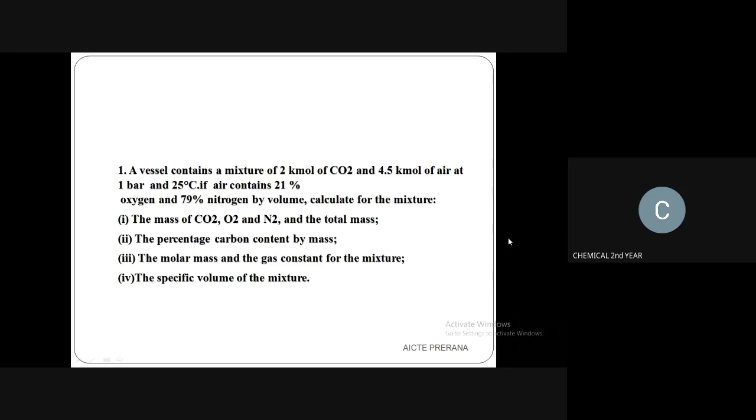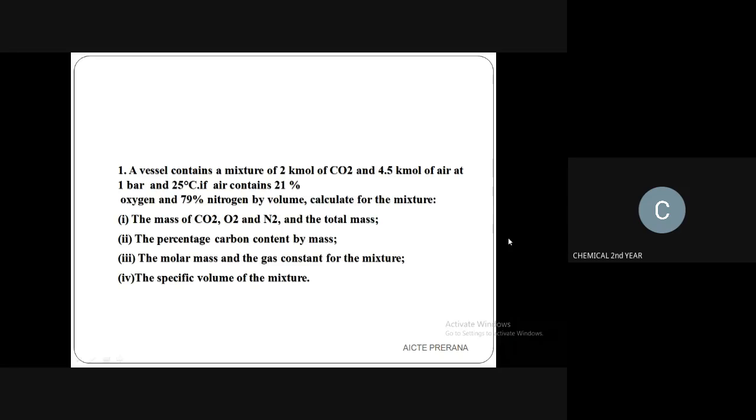2 kilomole of carbon dioxide, 21% oxygen, and 79% nitrogen, with a mixture of 4.5 kilomole of air at 1 bar pressure and 25 degrees Celsius. Now we are going to calculate the total mass, percentage carbon content by mass, molar mass, gas constant, and specific volume of the mixture.